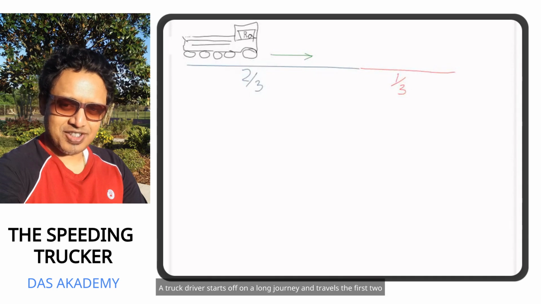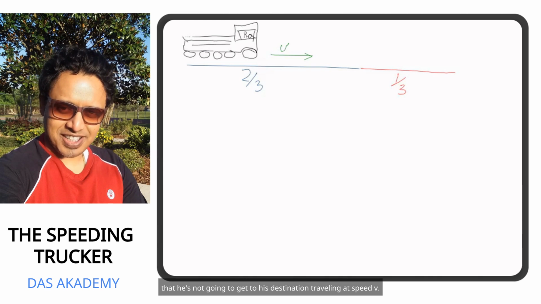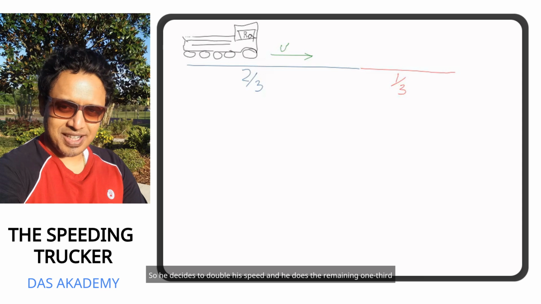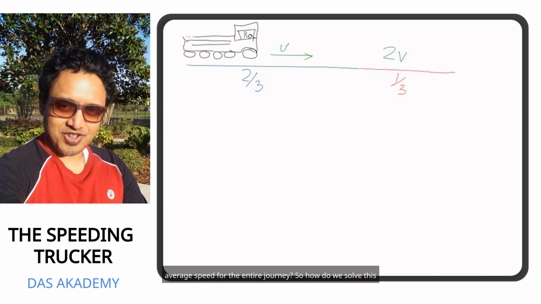A truck driver starts off on a long journey and travels the first two-thirds of the journey at speed v. But then the truck driver realizes that he's not going to get to his destination traveling at speed v. So he decides to double his speed, and he does the remaining one-third of the journey at twice the speed. Now the question is, what is his average speed for the entire journey?